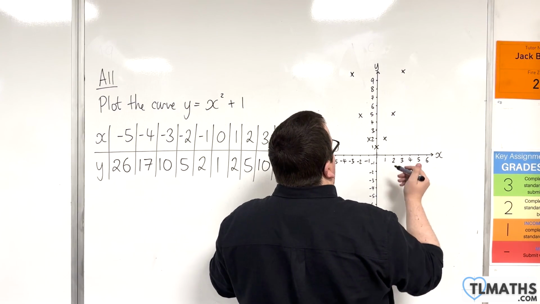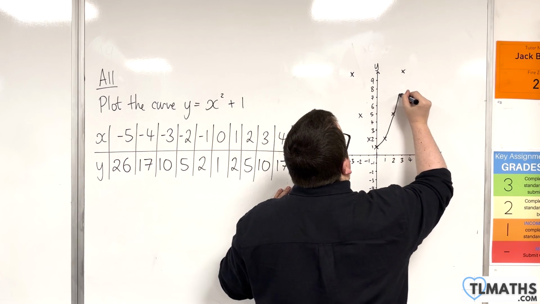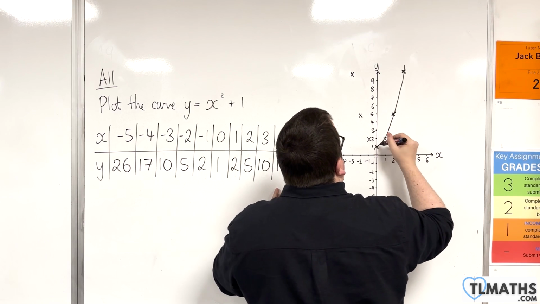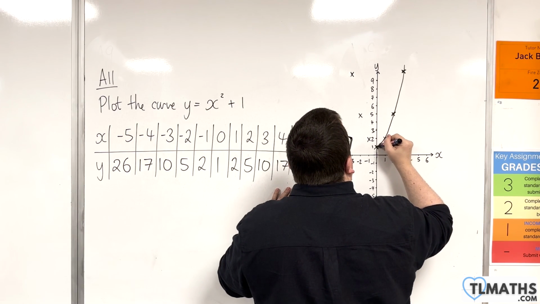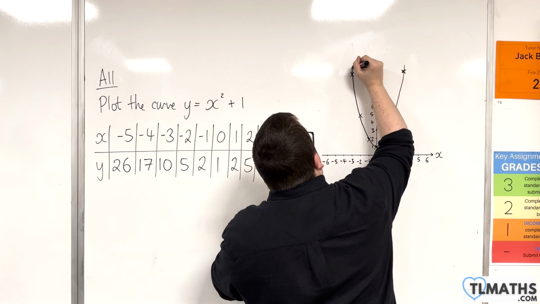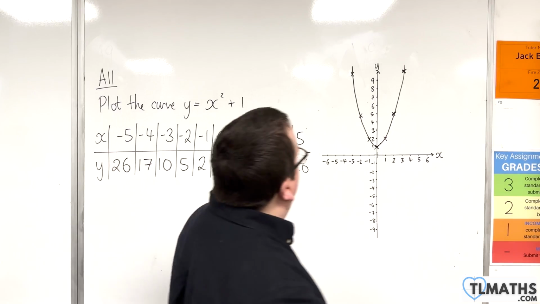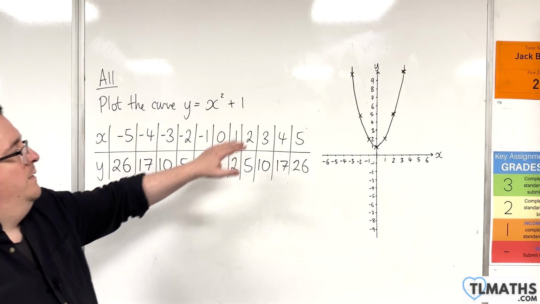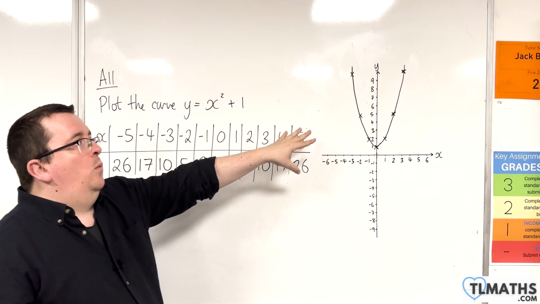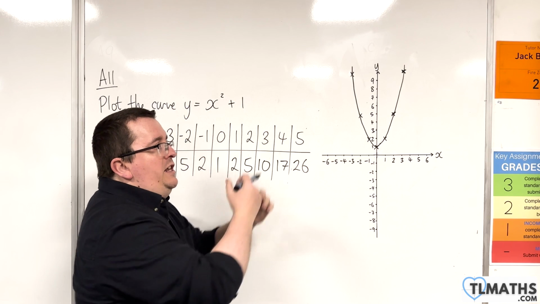Okay, and then we want to draw a nice curve going through those points. Okay, one's a little bit off. It's always difficult. There we go. Something like that. That's not too bad. Okay, and so there, that is what my curve looks like for y equals x squared plus 1. It's just like y equals x squared, but it's been translated, just been moved 1 unit upwards.